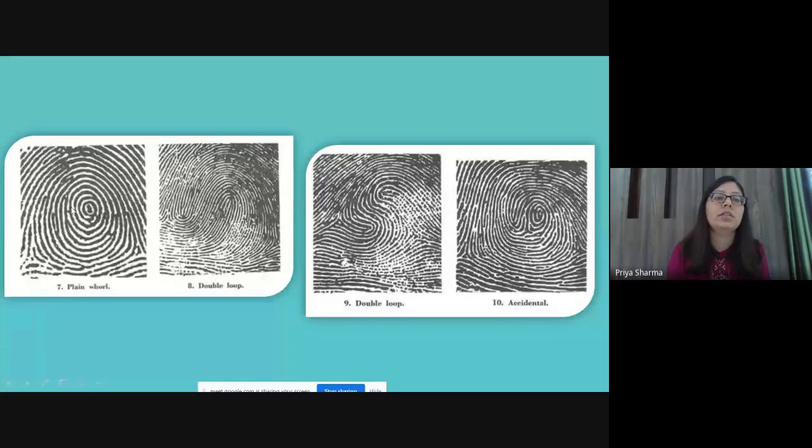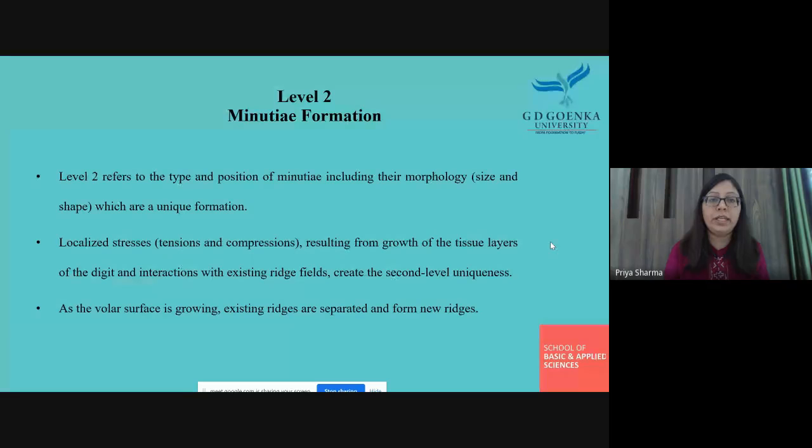There are two deltas and one central core is present. Then there are composite patterns like double loops, like two cores opening to the opposite sides and two deltas. There are accidental patterns, the patterns which are a combination of one or two classes which we cannot keep in one class. We will call them accidental patterns. So this is the level 1 classification, level 1 details.